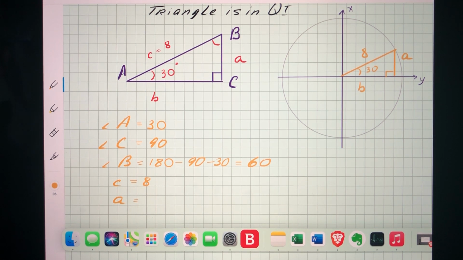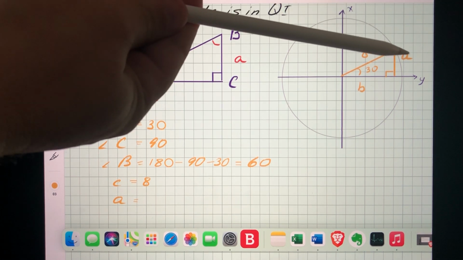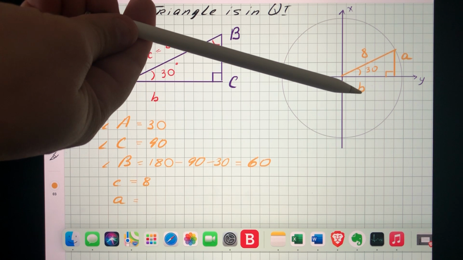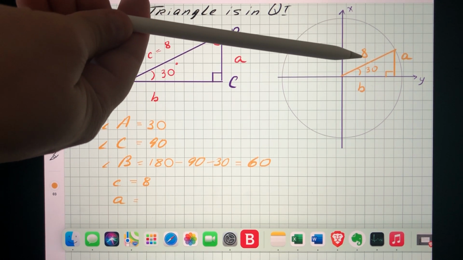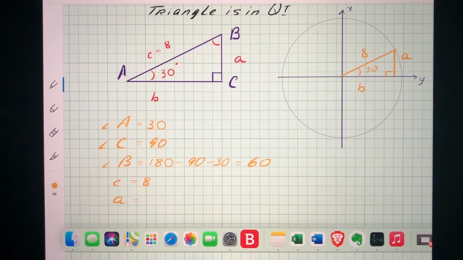The only thing we can use now is the trigonometric functions, the sine, the cosine, and the tangent. We cannot use the tangent because tangent is opposite over adjacent, and we don't have either one. But we can use the sine to figure out the side A. So the sine of the angle 30 is the opposite side, which is A, divided by the hypotenuse, which is 8.